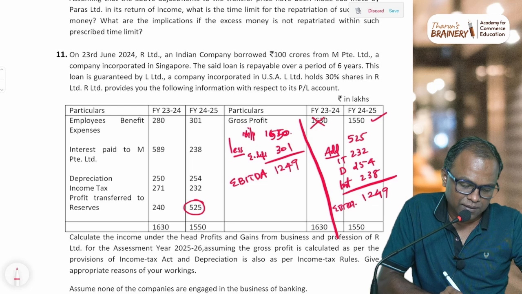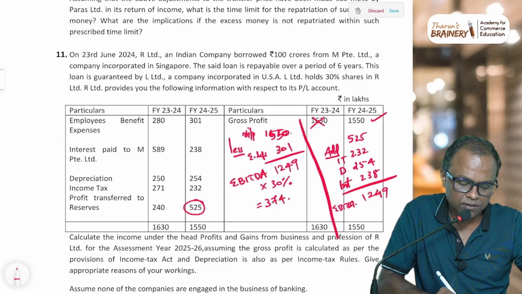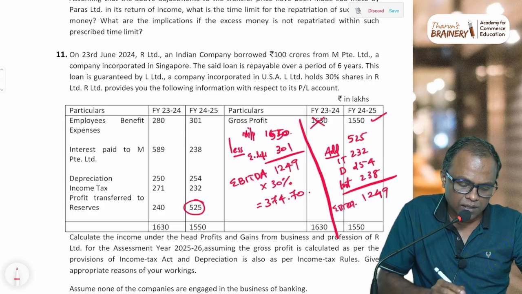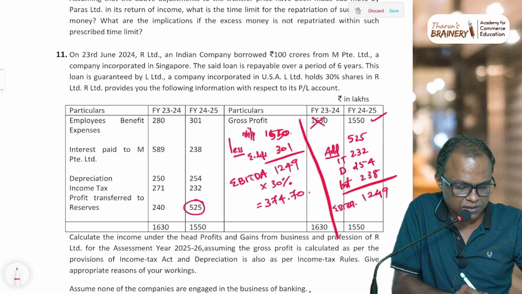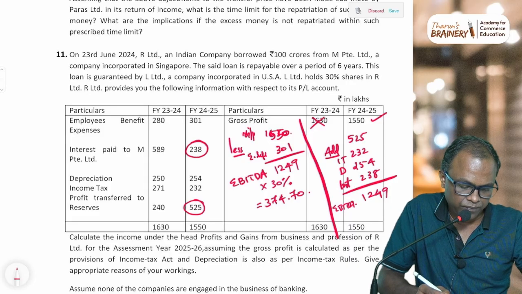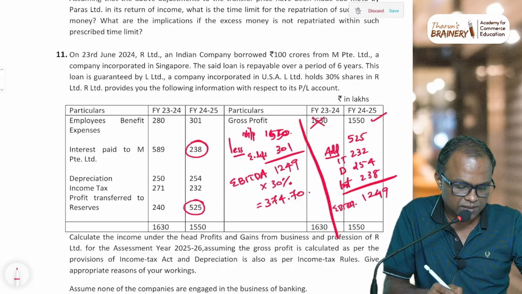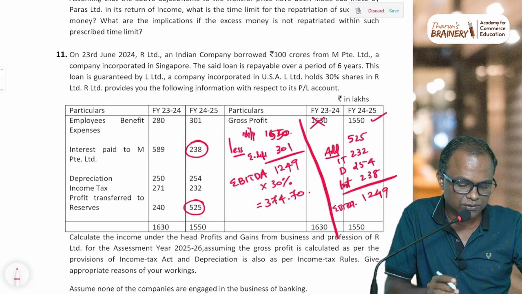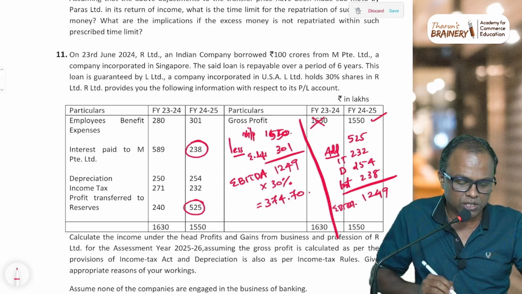So EBITDA into 30%. What is EBITDA into 30%? 374.57. Yes, this is 30% of EBITDA. So does the interest exceed this 30% of EBITDA? Interest is 238, the interest paid to MPT Limited for the current year 24-25. This 238 does not exceed 30% of EBITDA, because the total interest is only 238. It is less than 30% of EBITDA.